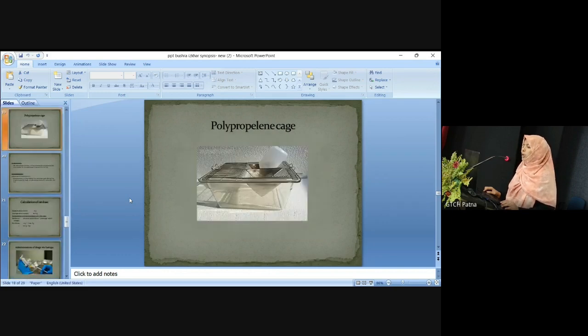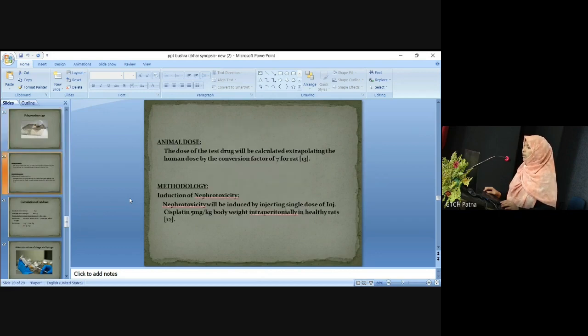This is a polypropylene cage in which the animals will be kept for the study. So what is the animal dose? I have already mentioned the human dose is 5 to 7 grams, but the animal dose is converted by a conversion factor of 7, which is used for rats. The dose of the test drug will be calculated by extrapolating the human dose with a conversion factor of 7 for rats.